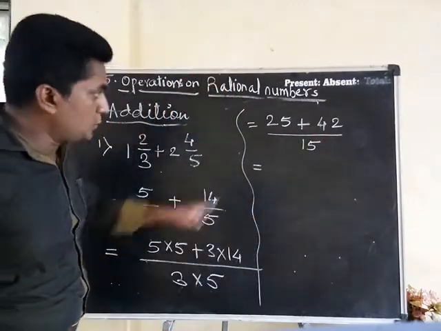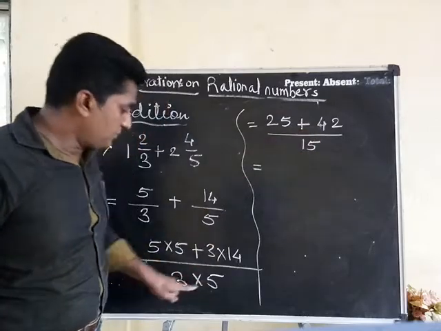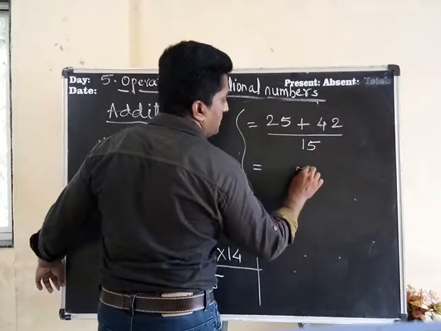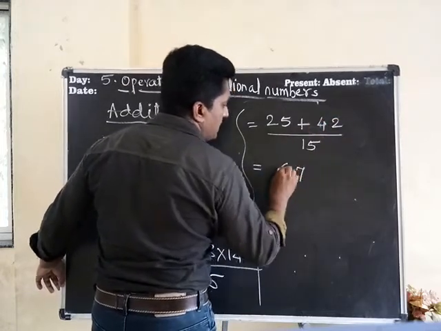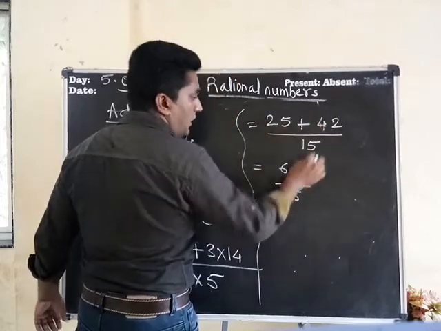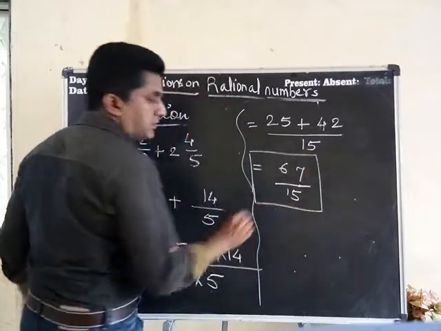You have multiplied these two, got here, plus, and multiply these two, you got here, and 3 5s are 15 here. Now 5 and 2 will be 7, 4 and 2 will be 6 upon 15. What I did here, I added these two, I got 67 and this 15 here. So this is your final answer.